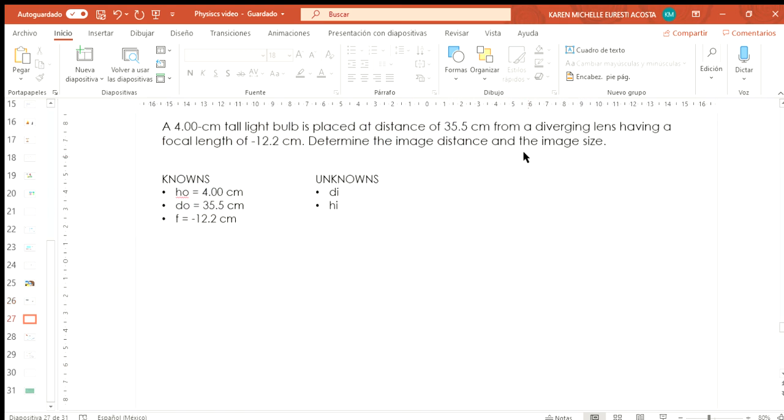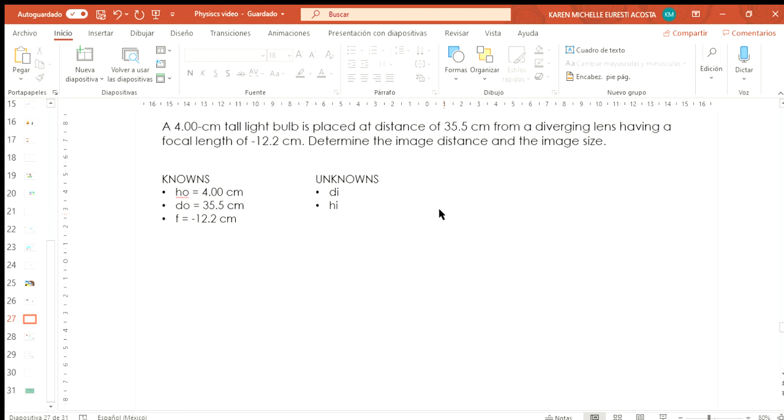So we have the problem that is a 4.00 centimeter tall light bulb placed at a distance of 35.5 centimeters from a diverging lens having a focal length of -12.2 centimeters. Determine the image distance and the image size.